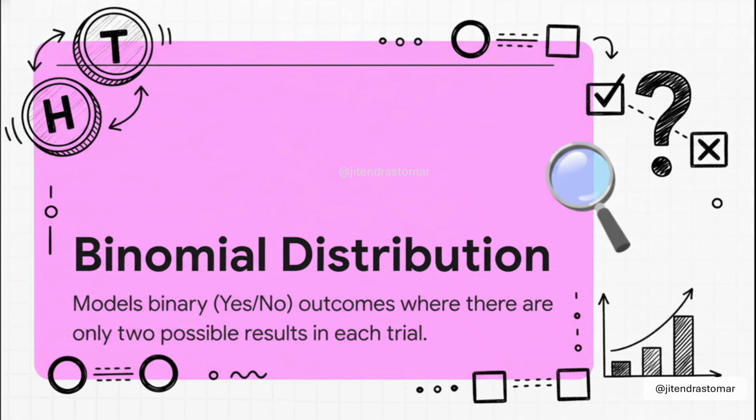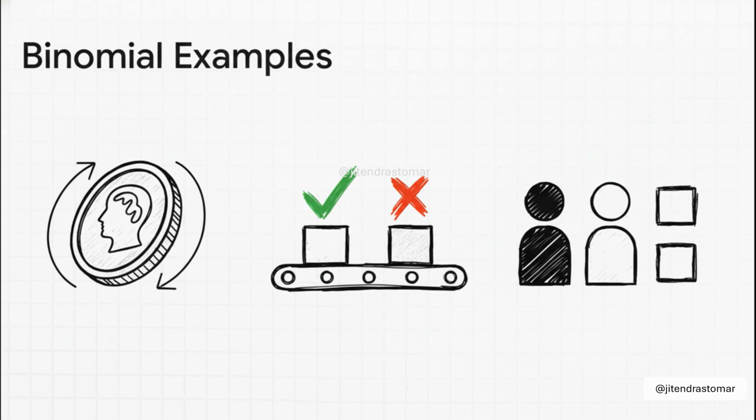Okay, but what if your data isn't a measurement on a scale? What if it's just a series of yes or no questions? Well, for that, we have the binomial distribution. Just think of it as the perfect tool for any heads or tails kind of situation. You really do see this everywhere once you start looking.